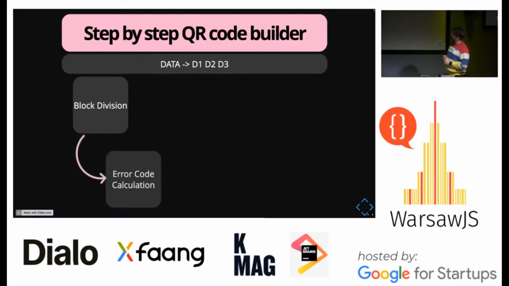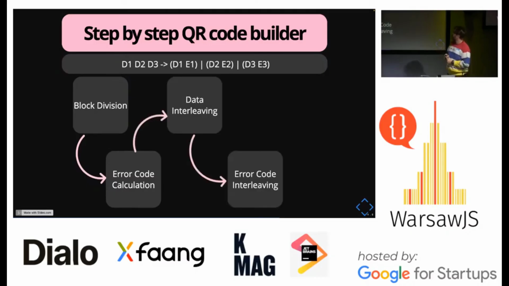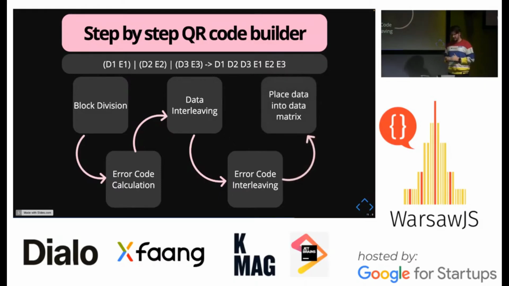Then we create the error correction codes, but we create them for blocks, not for the whole data. So we take the first block and create its error correction first. Then we take the second block and create the second error correction codes, and so on. And now there is a last step. We put everything together. We have to put them in the correct order. So we put the data first, and then we put the error correction codes.